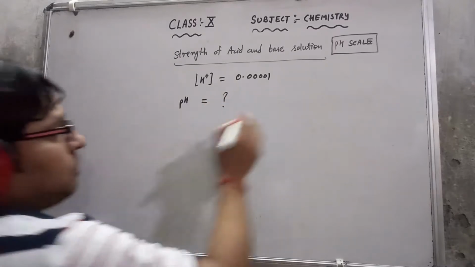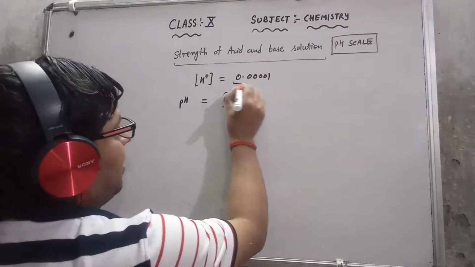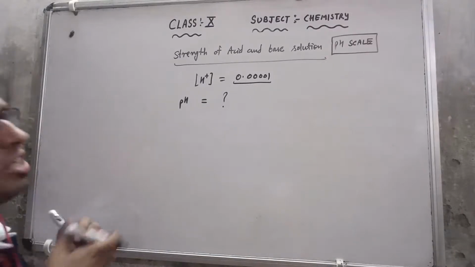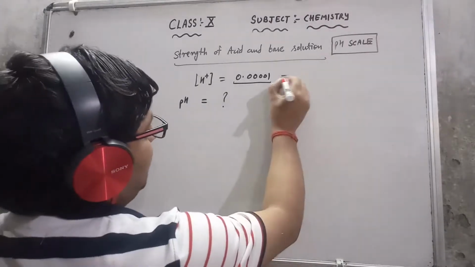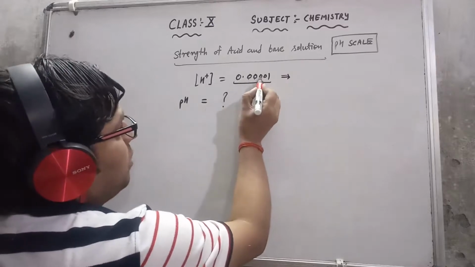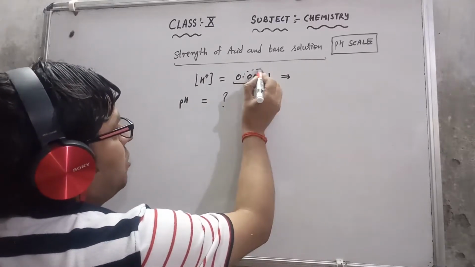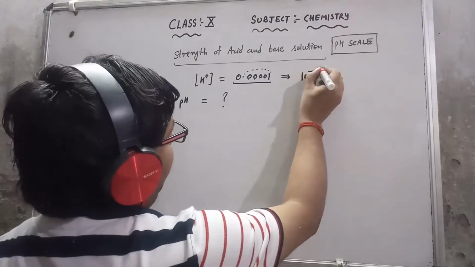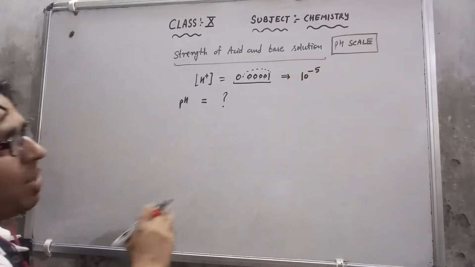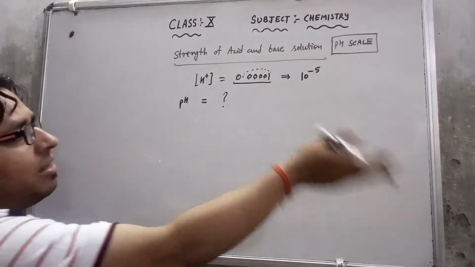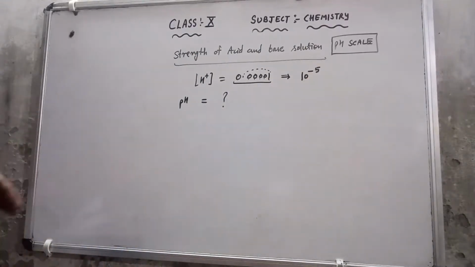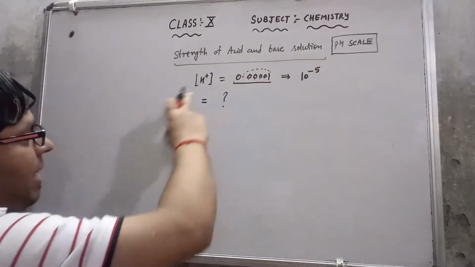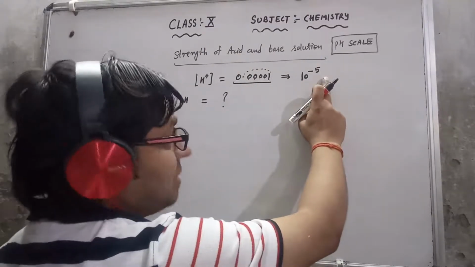So we know the hydrogen concentration is this. If I want to write it in scientific notation in the form of 10 to the power, how much should it be? 1, 2, 3, 4, 5. So the point is shifted 5 places. That means this is 10 to the power minus 5, because as the point is shifted toward the right-hand side, the power becomes negative. Whatever number of places the point is shifted, that much negative power will come. So the hydrogen ion concentration is 10 to the power minus 5.